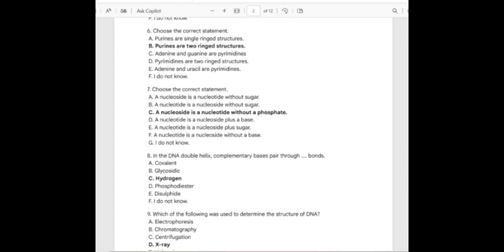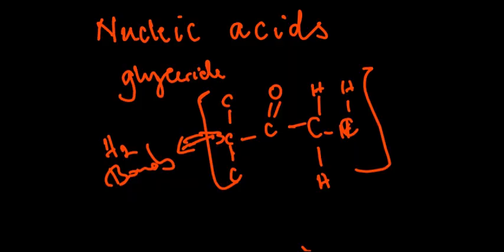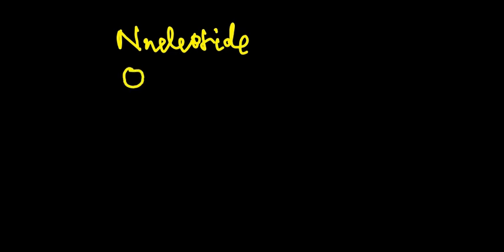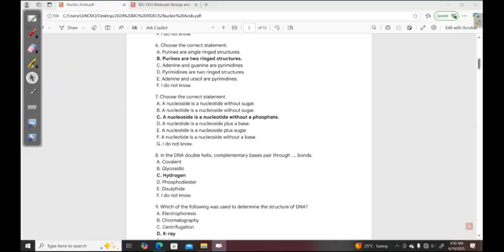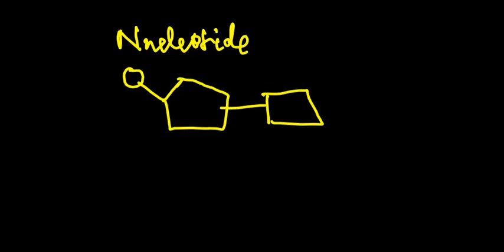Okay, so I'll go directly to the answer, which is a nucleoside is a nucleotide without a phosphate. So let's go there. When you look at a nucleotide, a nucleotide will be made of a phosphate group, a sugar, and a base. So when they say, let's go back to our option, when they say that a nucleoside is a nucleotide without a phosphate, this is what they're simply saying.